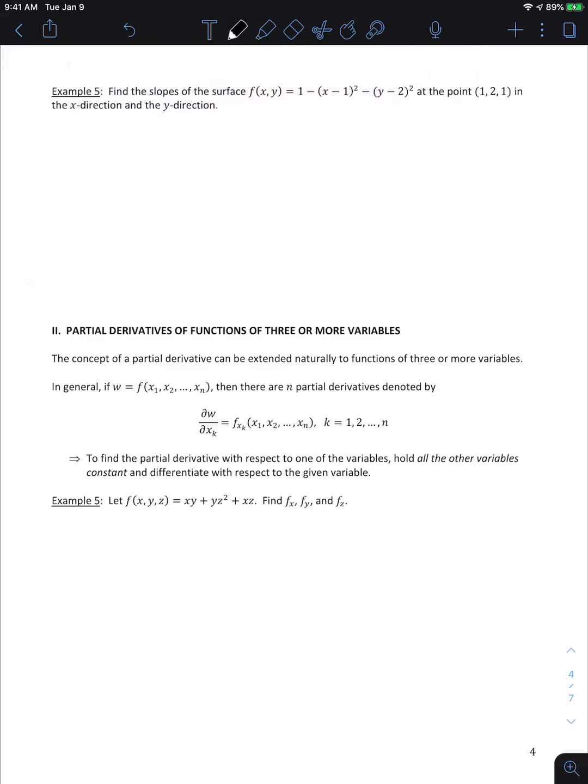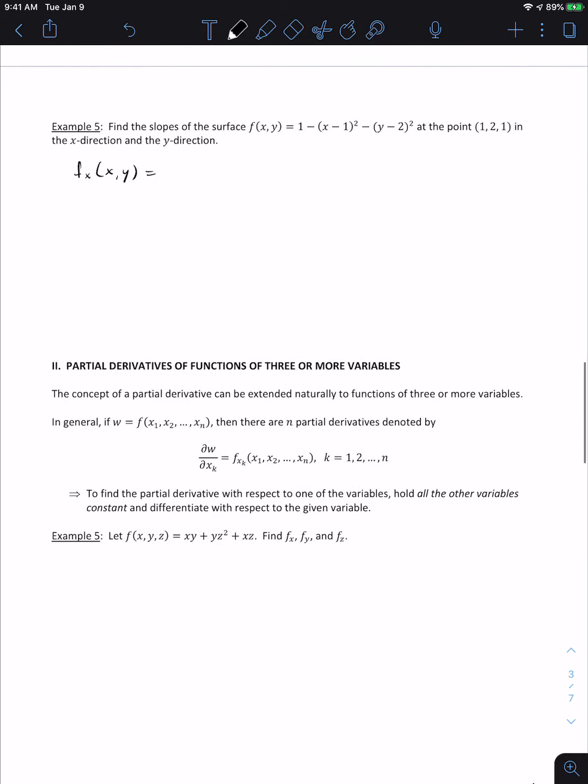So we already talked about before, to find the slope in the x direction, we plug in the point (1, 2) into our x partial derivative, and to find the slope in the y direction, we plug in the point (1, 2) into our partial derivative with respect to y. Okay, so let's find our partial derivative with respect to x.